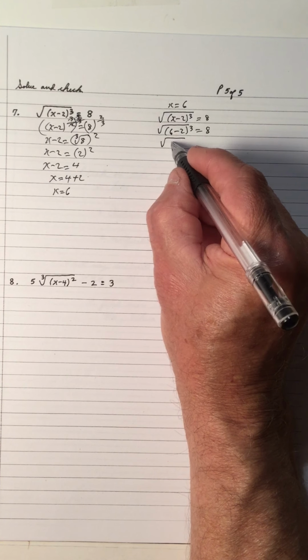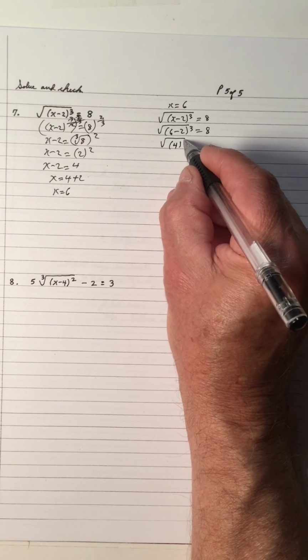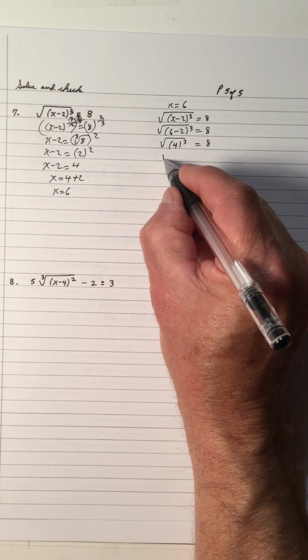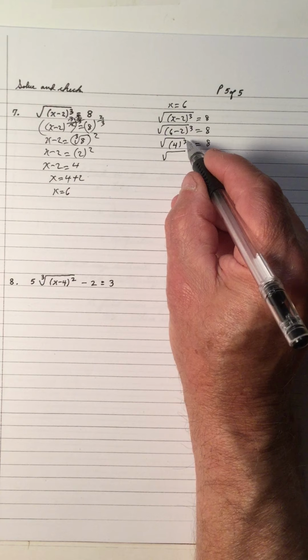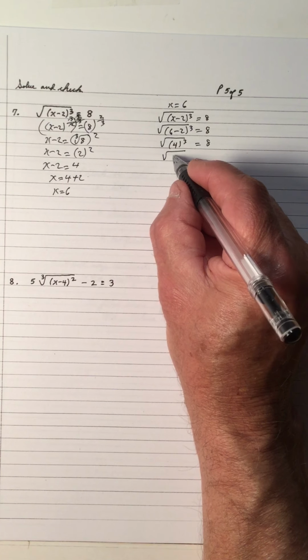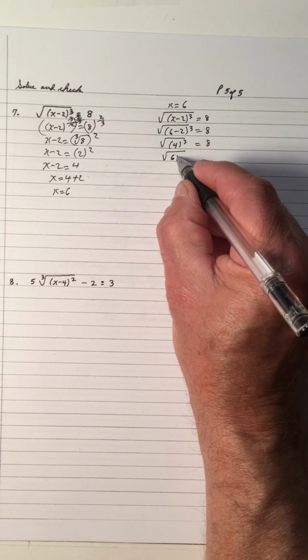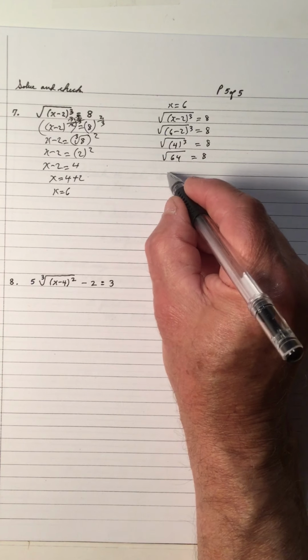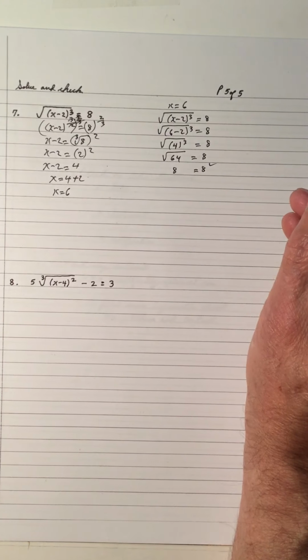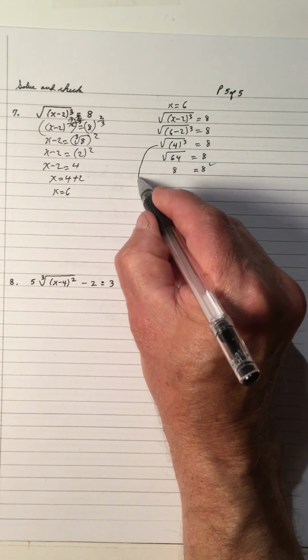And we do the brackets first to get a 4. And we get 4 cubed. There's two ways to do this. I'll do it one way. I could go 4 cubed is 64. And the square root of 64 is an 8. So we're okay. Or I could have done this.